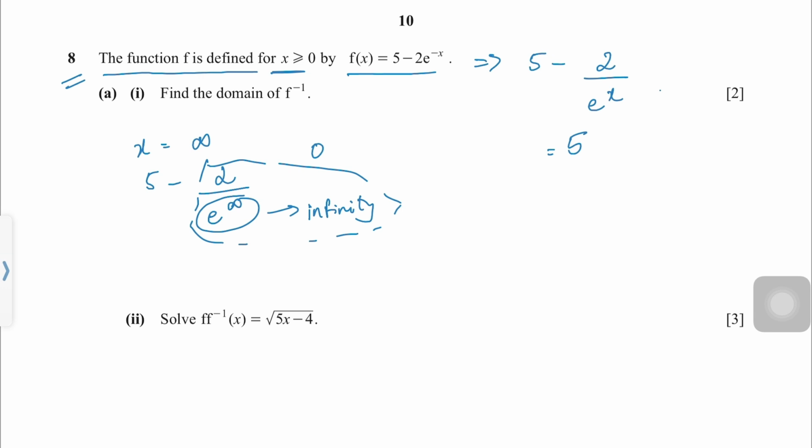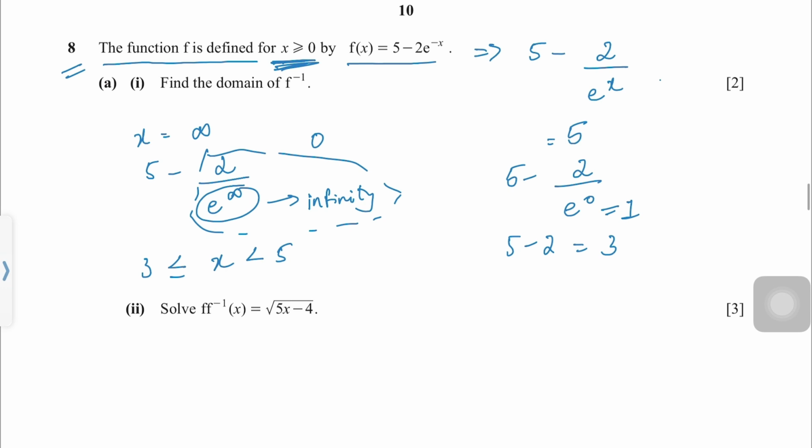And let's calculate the lower value. For the lower value, we'll be substituting x as 0 since it can't be lesser than 0. It was given here. So this is 5 minus 2e to the power 0. e to the power 0 would make it 1. So this would be 5 minus 2, which equals 3. So the domain of f inverse x would be 3 till 5. But this 5 will not be included because this cannot be infinity anyways.